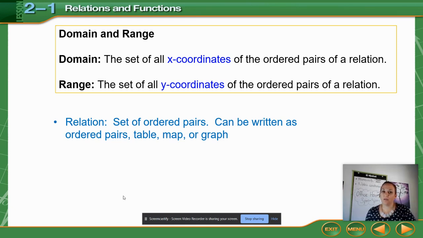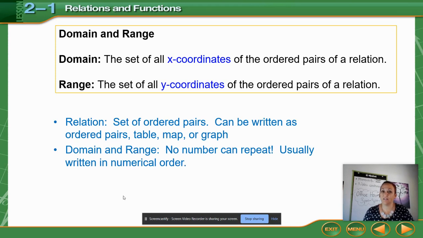When you're writing the domain and range of ordered pairs, a table, or a map, you're basically going to write a list of numbers. When you're writing that list, if there's a number that repeats, don't write it twice, only write it once. And it is best if you write your numbers in numerical order. Now you can have numbers that are existing in the domain and also existing in the range. Then you would write it twice, once in the domain and once in the range. You just don't want to repeat it twice in the domain or repeat it twice in the range.